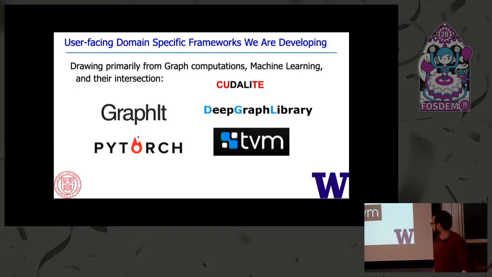We at UW are also working on DGL, which is a Python library for targeting graph structured data, but using machine learning techniques. And TVM, which is a machine learning IR. And we're also targeting Graphit, which is a DSL for high performance graph analytics.